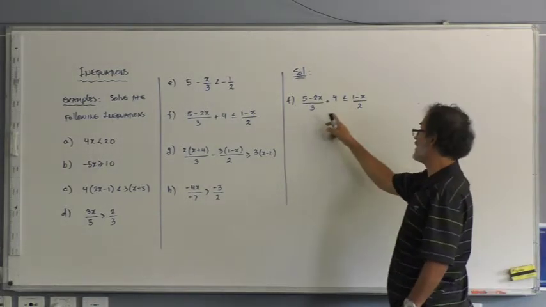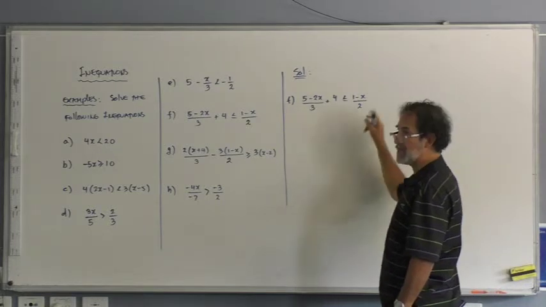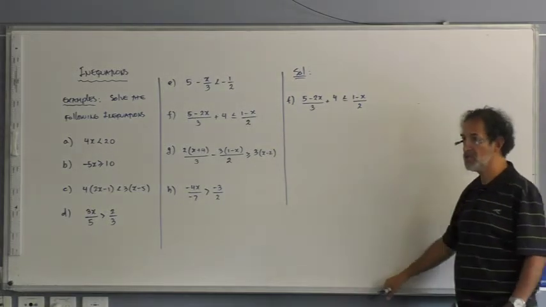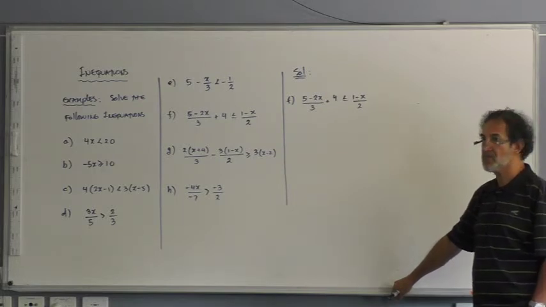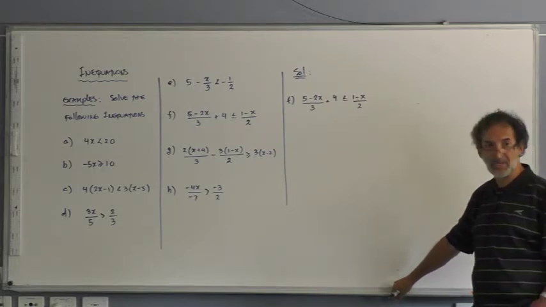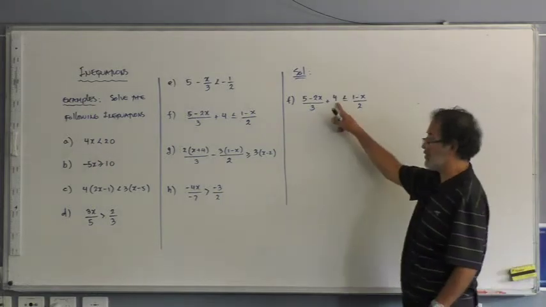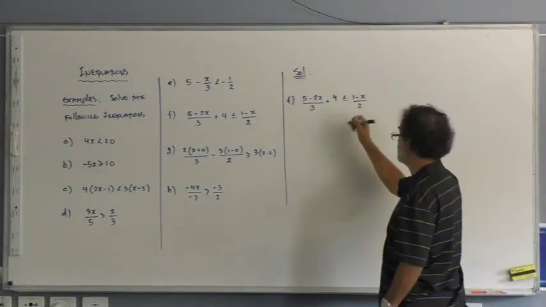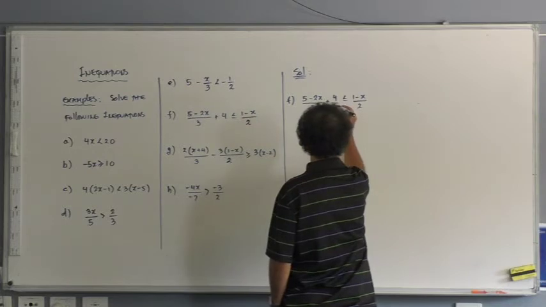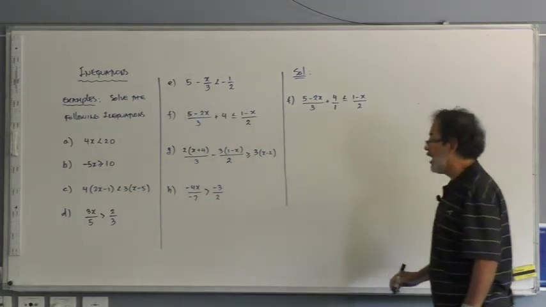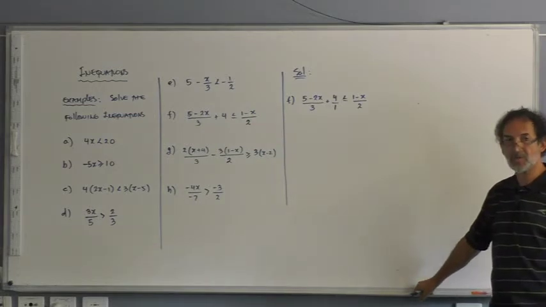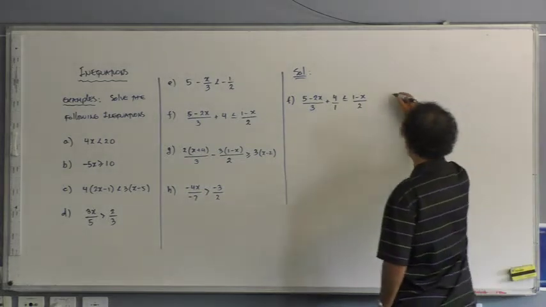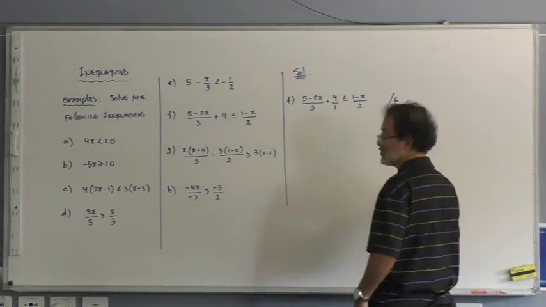One day I said that when you have a fraction and a non-fraction, you have to make them look like fractions. So if you have a single number, a whole number, then put that as a fraction first. Again, we're going to do what we did before. We find the lowest common denominator, which is 6 again.